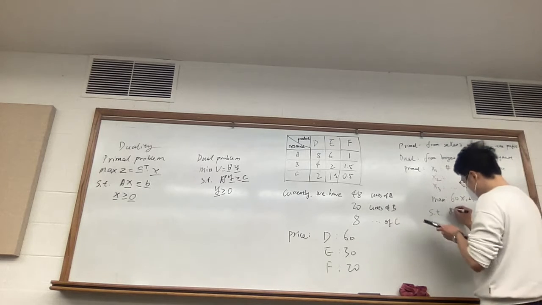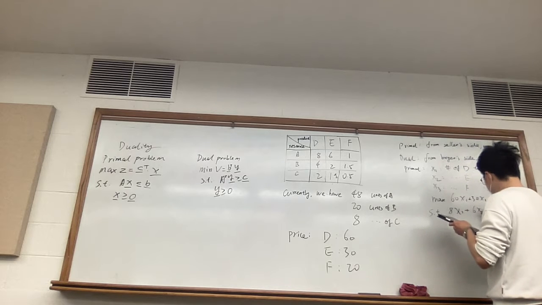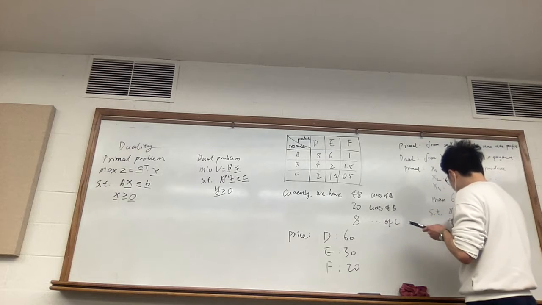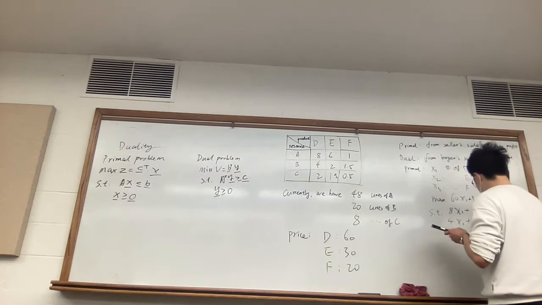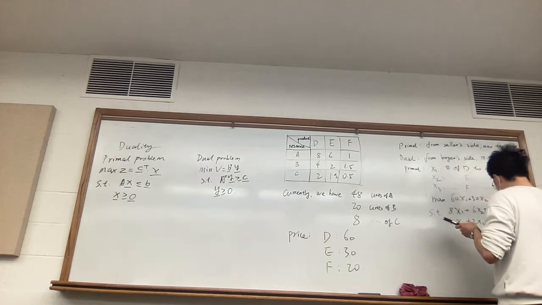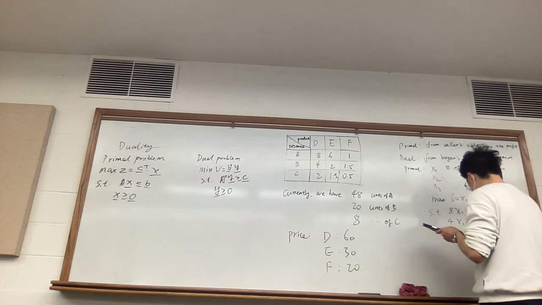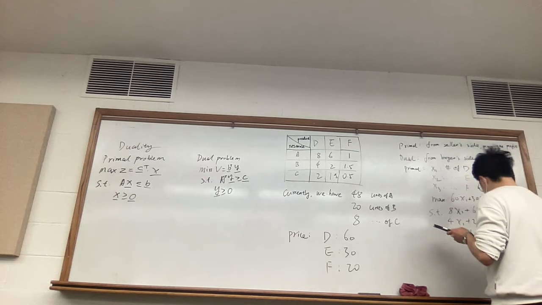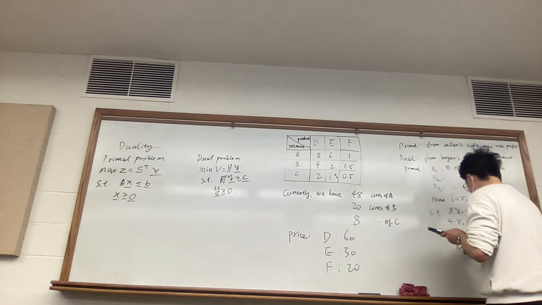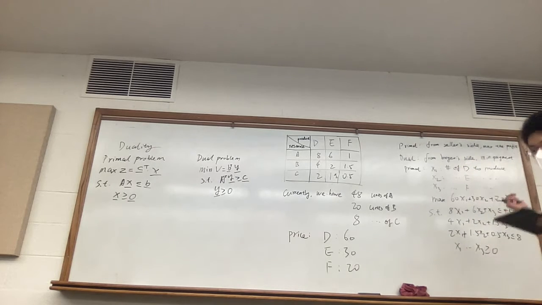So it is just 8x1 plus 6x2 plus x3 less than or equal to 48, and 4x1 plus 2x2 plus 1.5x3 less than or equal to 20, and 2x1 plus 1.5x2 plus 0.5x3 less than or equal to 8, and x1 to x3, they're all non-negative. Very easy, right?